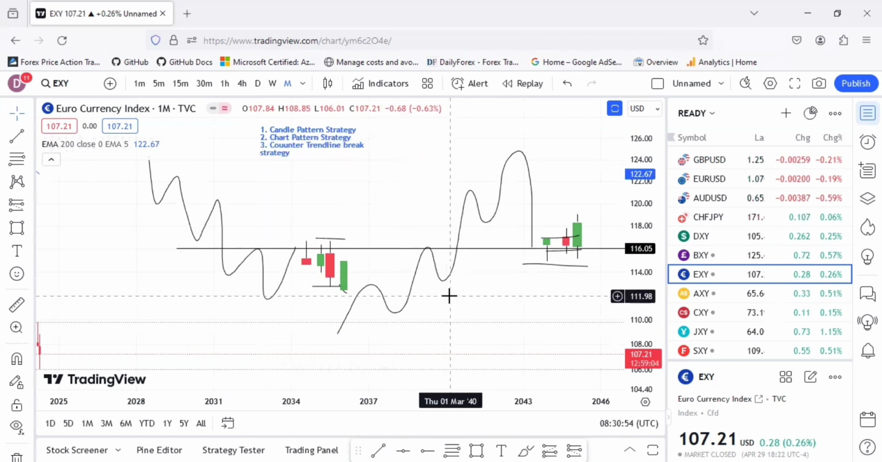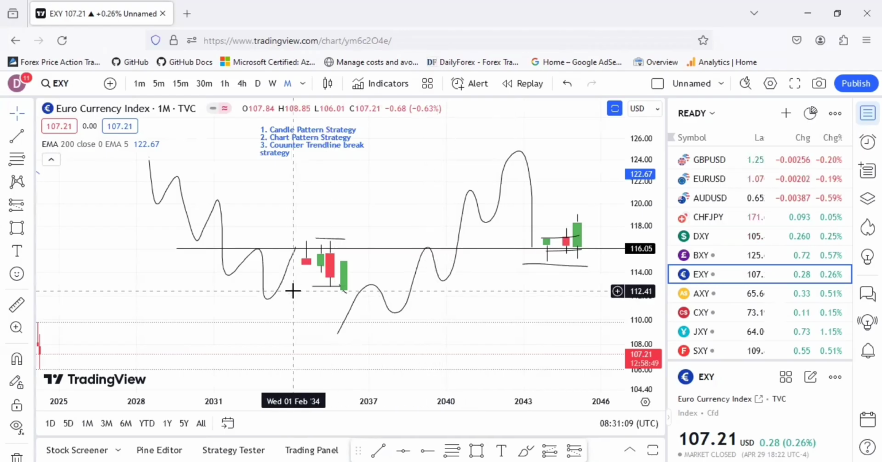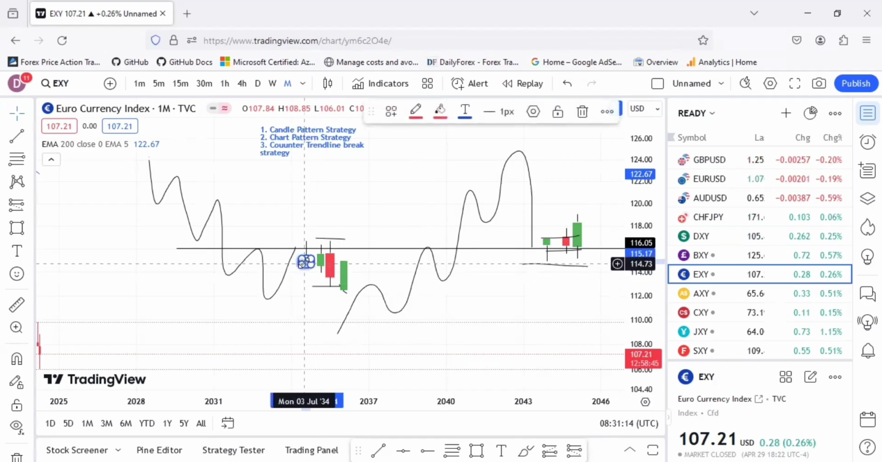The chart pattern. If you don't have so much knowledge concerning chart patterns, I've done a video on that. You can go and watch that on my YouTube channel. You see the video there. Just look out for it there. So what the chart pattern is telling us is that we want to use the chart pattern strategy.